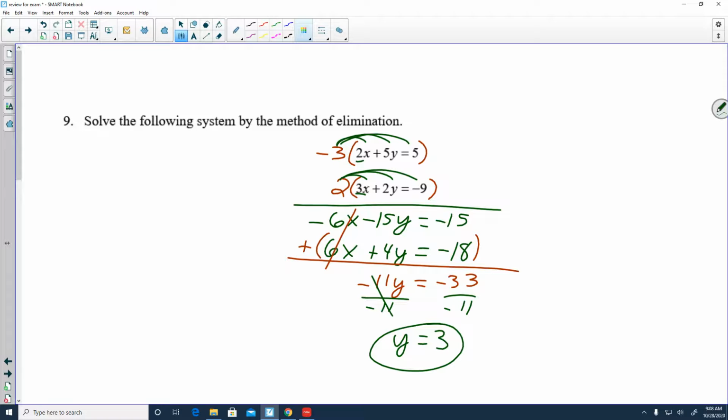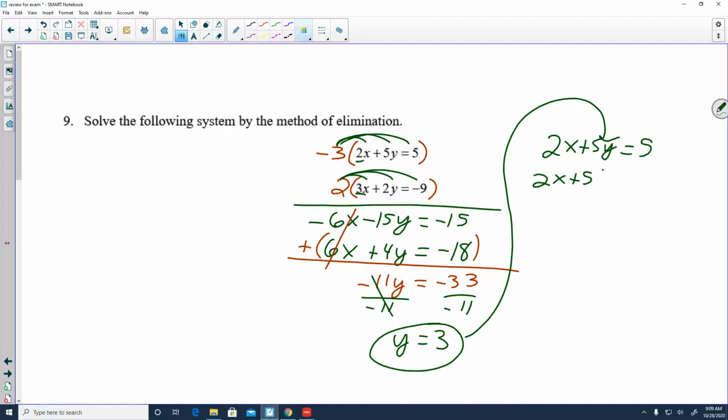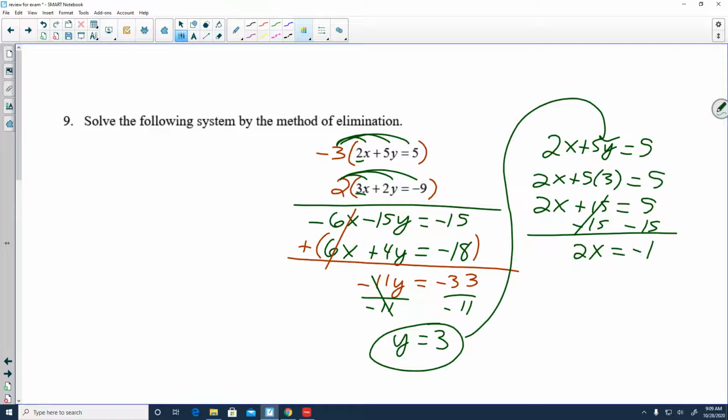Okay, I'm not done yet though. I need to solve for x. So let's take our top equation, 2x plus 5y equals 5. Take my 3, plug it in for y. So I have 2x plus 5 times 3 equals 5. 2x plus 15 equals 5. Subtract 15 on both sides, I get 2x equals negative 10. And then after I divide both sides by 2, I should get x equals negative 5.